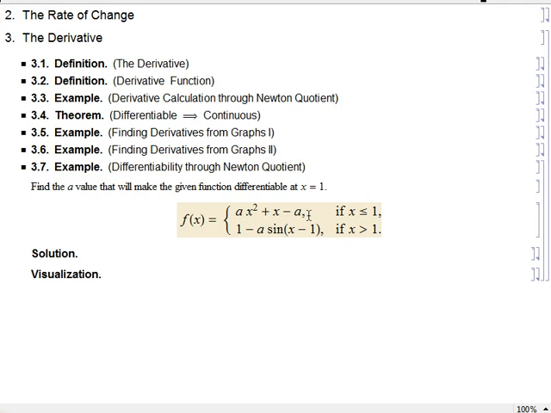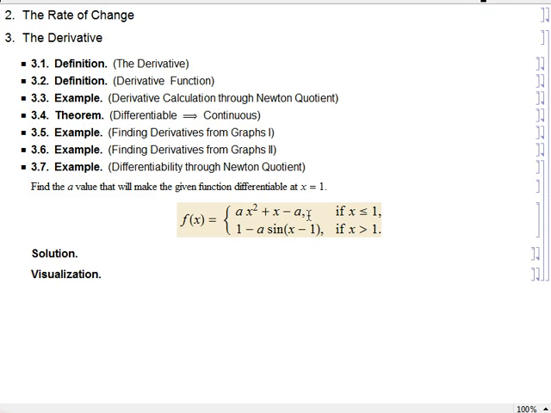Well, what we need to do is find the left-hand side limit of the Newton quotient and the right-hand side limit of that Newton quotient, and then set them equal. If we set them equal, we are going to get an equation of a. That's how we can determine a.